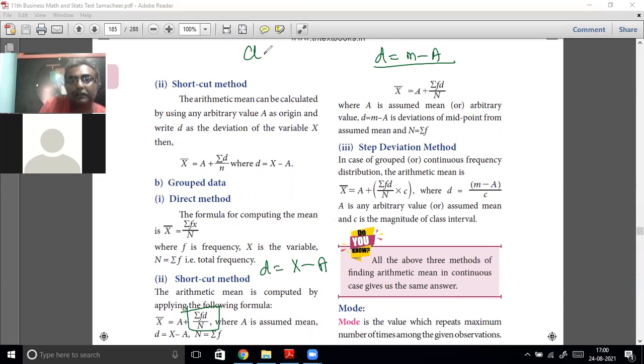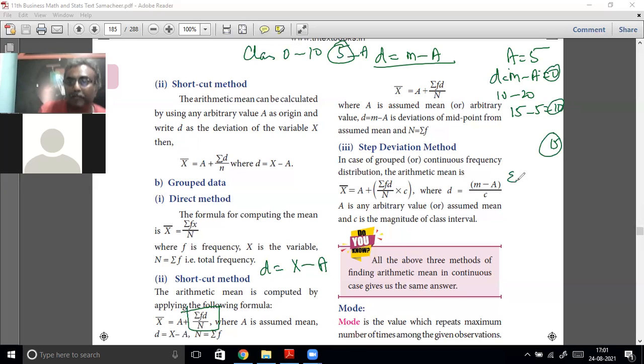The midpoint of the class: for class 0 to 10, the midpoint is 5. Okay, so 5 minus a. Suppose you assumed the mean is 5, then 5 minus 5 is 0. Okay, m minus a is equal to 0. For the next class, 10 to 20, the midpoint is 15, and 15 minus 5 equal to 10, so m minus a is equal to 10. I will calculate the sum of all this. So d is 0, 10, maybe then 15, like that. So what will sigma fd be? 15 plus 10 plus 0 is 25. Sigma fd will be 25.